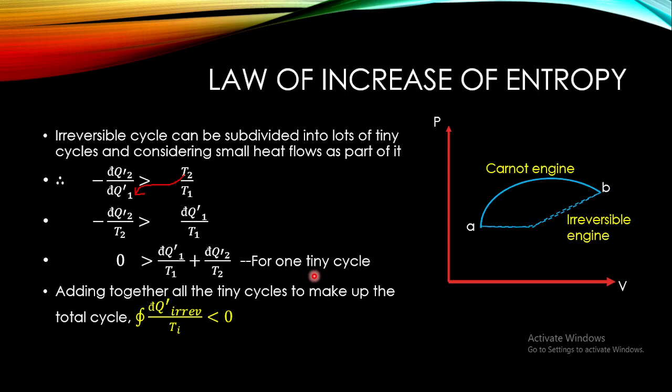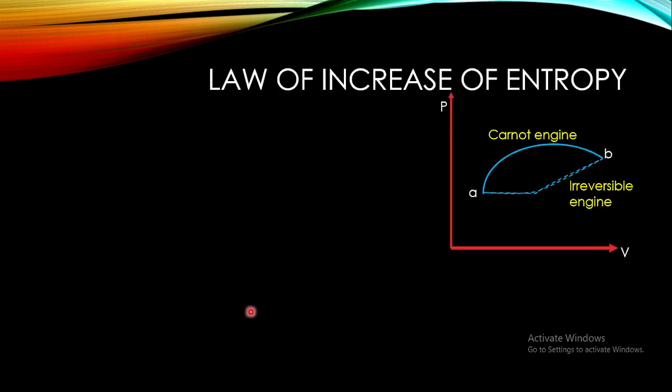Now considering all tiny cycles, to make up the total cycle, it would be integrating d̄Q for the reversible case divided by the corresponding temperature, and that will be less than 0. This was 0 greater, which means less than 0. So that is an important parameter for a system involving an irreversible engine. The total heat divided by the corresponding temperature will be less than 0.